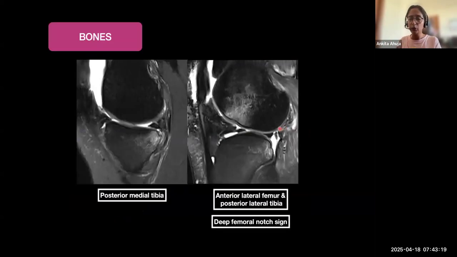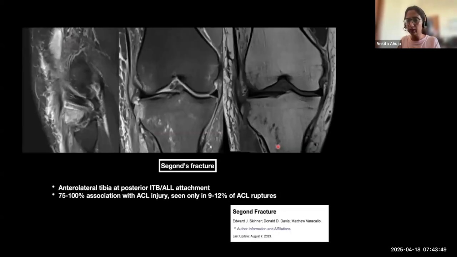corner. If I talk about bones, what is most important is, as I told you, anterior lateral femur, posterior lateral tibia. So when these two marrow edemas you see, you are pretty sure that there is going to be an ACL injury. So nobody forgets this. Anterior lateral femur, posterior lateral tibia. And in addition, you might also see posterior medial tibia. So if you see these marrow edema patterns, you know you're dealing with a case of ACL injury.